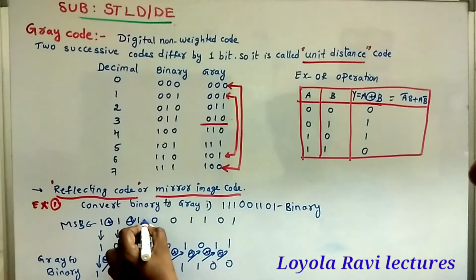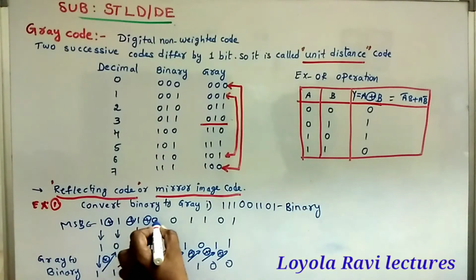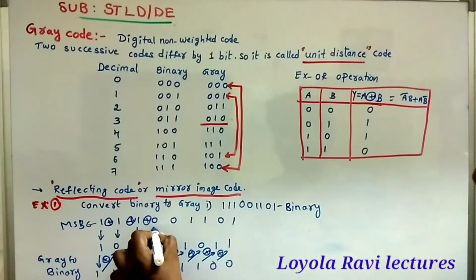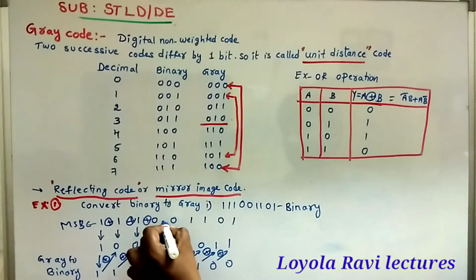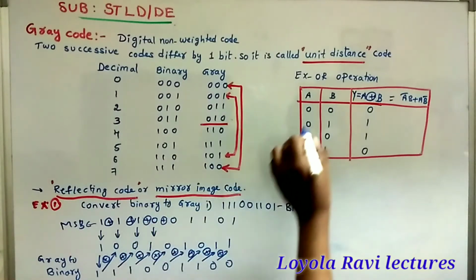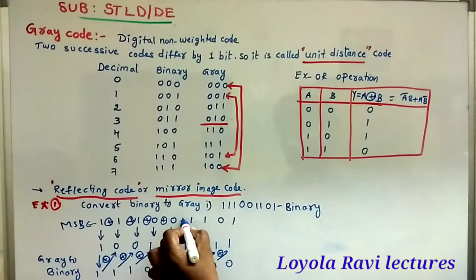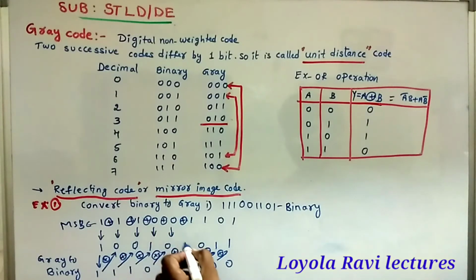Again in between these two, 1 XOR 0. 1 XOR 0 is 1. Here you can write 1. Again 0 XOR 0, both are same, then output is 0. Then 0 XOR 1, 1 here.